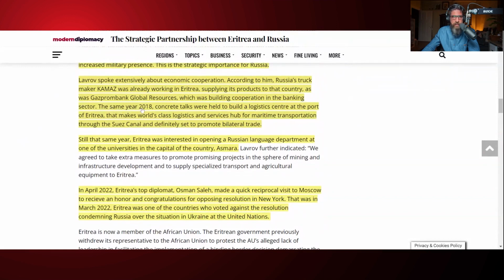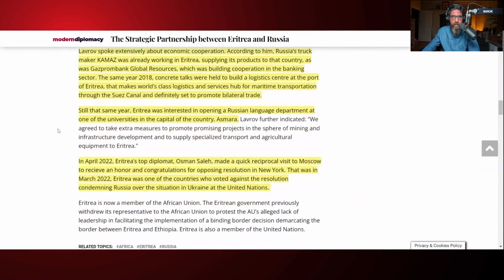The same year, 2018, concrete talks were held to build a logistics center at the port of Eritrea that makes it a world-class logistics and services hub for maritime transportation through the Suez Canal, and definitely set to promote bilateral relations.